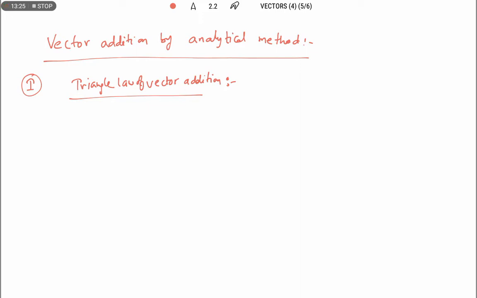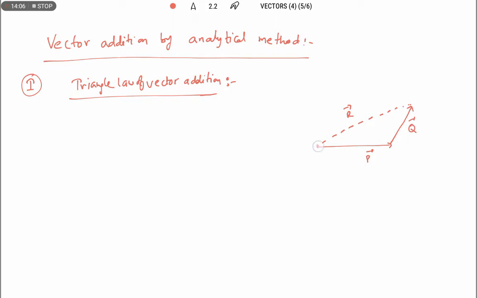So the statement will be the same. You can copy the statement here. So what is the statement? If two vectors are represented by adjacent sides of a triangle, the resultant will be the closing side of the triangle. So I am taking two vectors, p bar and q bar as adjacent sides, and the resultant will be my closing side. So this is r bar. The third side will be the closing side.